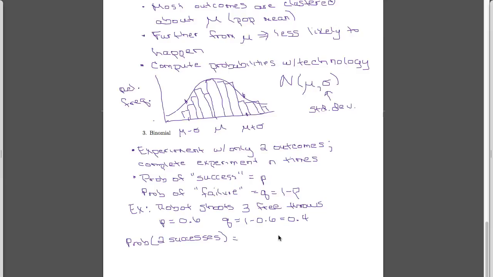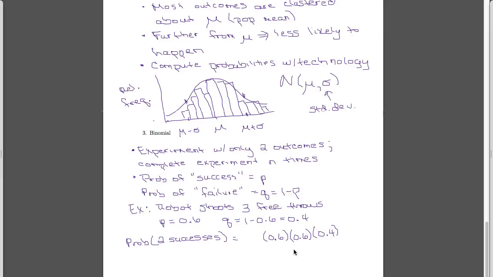So one thing to think about is each shot, like we said, since the probability doesn't change from one to the next, each shot is independent. So if the robot makes one of them, that's probability 0.6. If the robot makes another one, that's another probability of 0.6. So we just multiply those two because of the independence. And then the robot has missed one with probability 0.4.